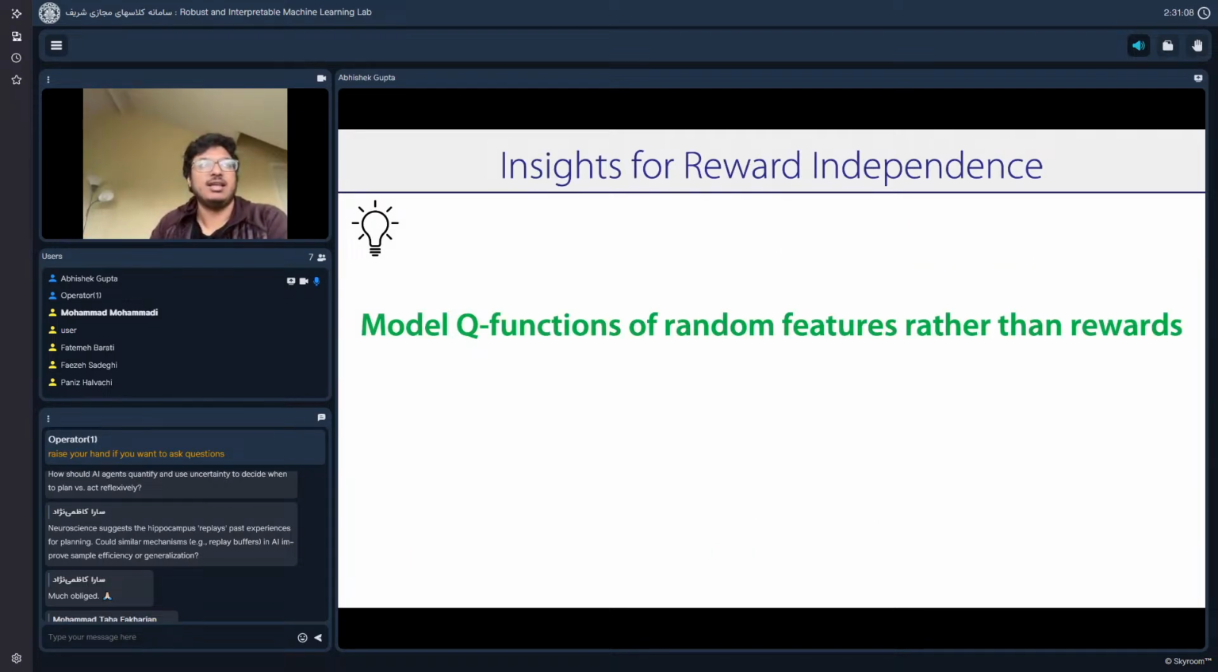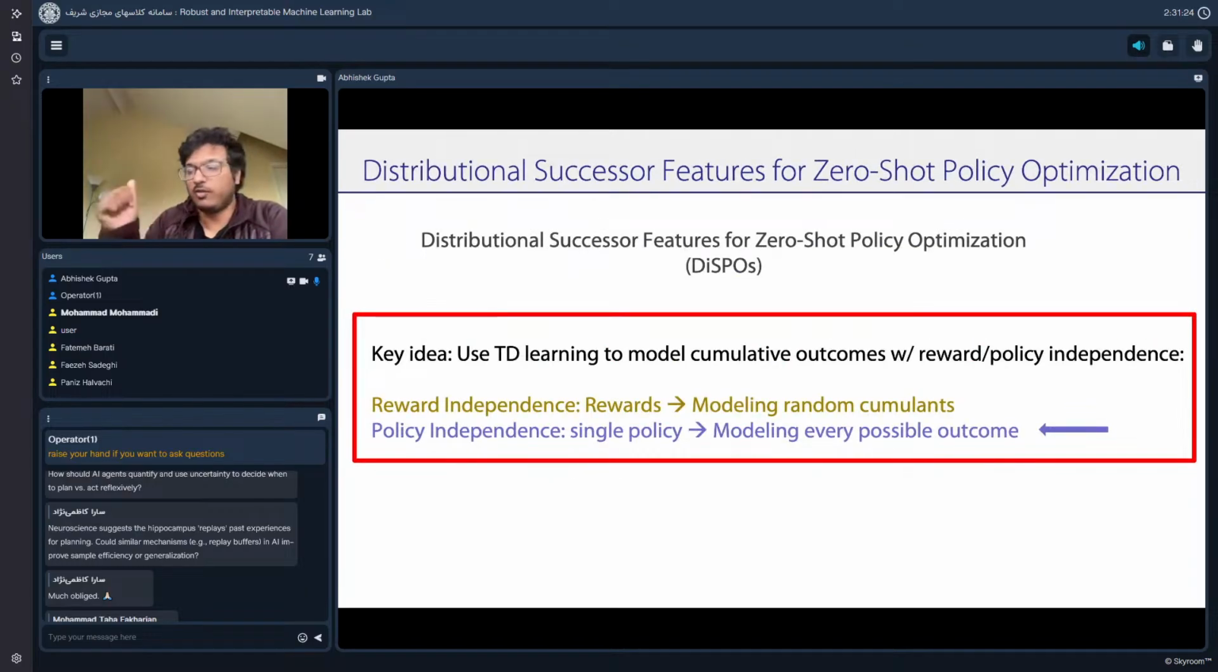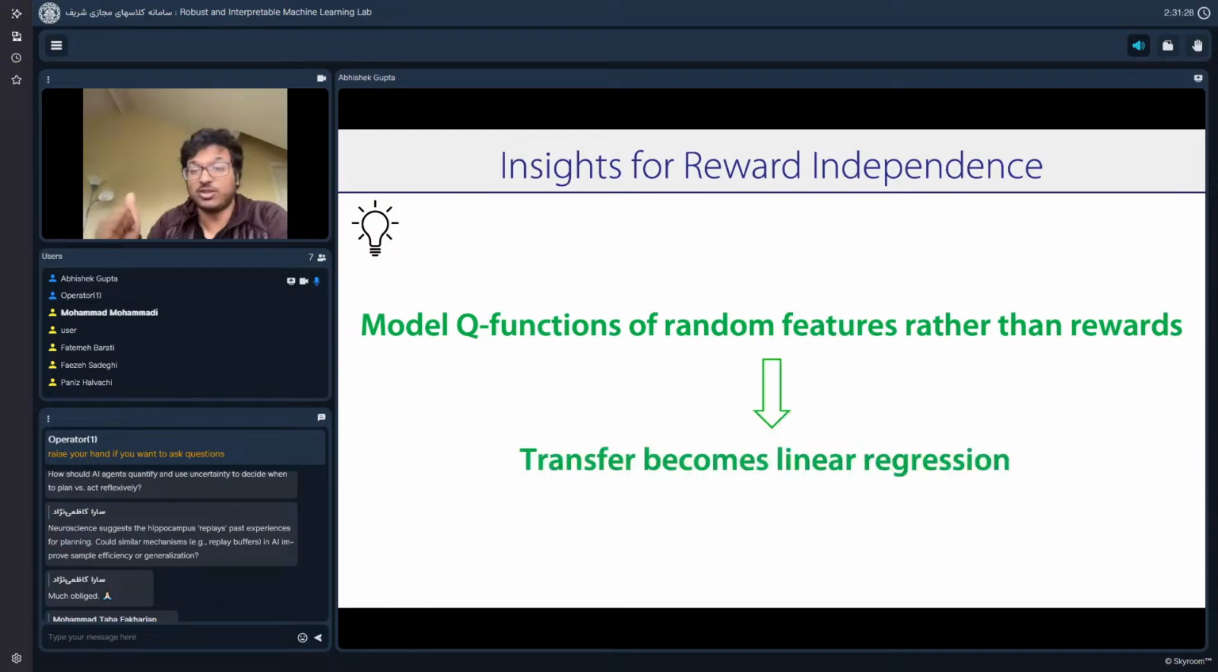So the insight here is that rather than modeling the Q functions of rewards, model the Q functions of random features. Once you model that, you've reduced transfer to linear regression, right? So that's the key insight here. So if you want to make Q functions independent of reward, follow this insight: model the Q functions of random features rather than particular rewards.